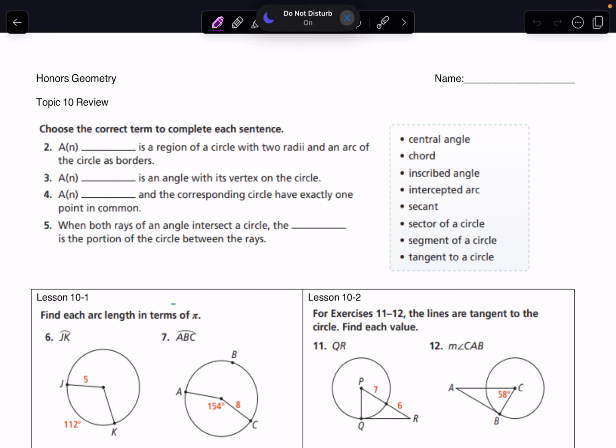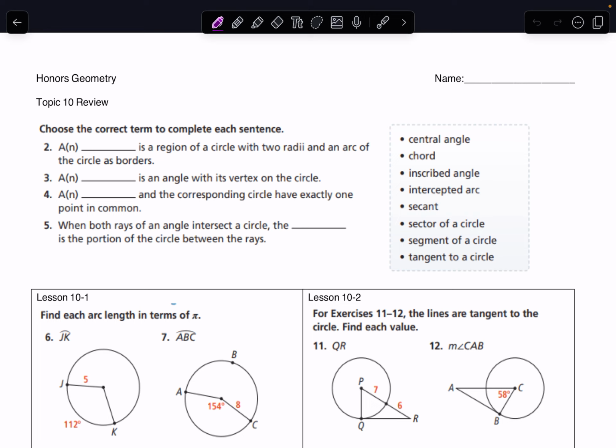It is time for us to start looking at the topic 10 review. Once again, this is a from scratch video for me. I don't have an answer key that I'm looking off of, so it might take me a little bit longer and I might make a couple of mistakes that I have to go back and correct. So bear with me here, but we should get through all of this.